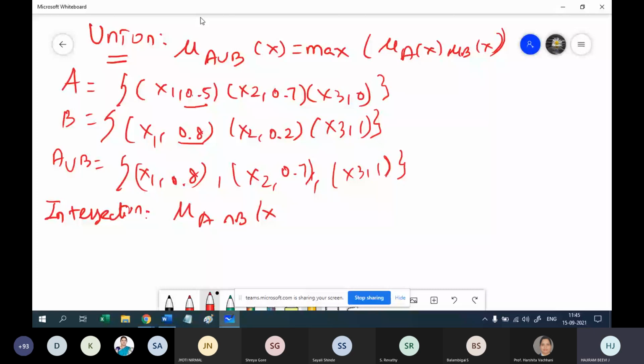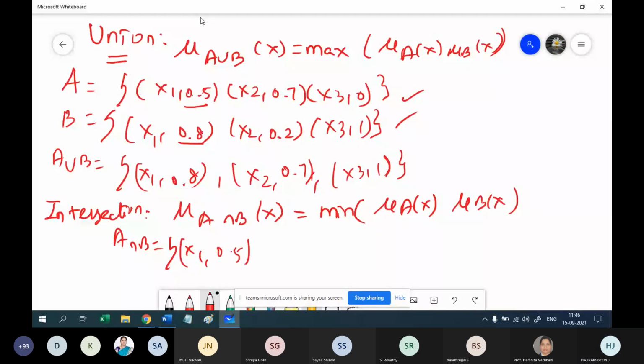We are taking the same example only. For x1, the minimum value is 0.5. Then x2, 0.2 and 0.7, which is minimum? 0.2. Then x3, 0 and 1, which one is minimum? It is 0. So this is the intersection operation in fuzzy. For intersection, we find the minimum value. For union, we find the maximum value.